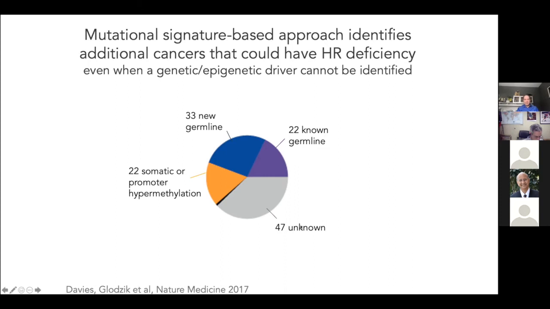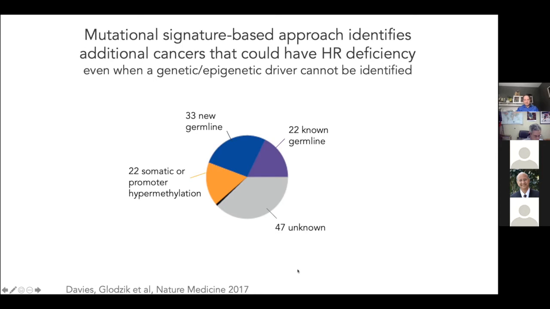But that's kind of important, right? Because if you're going to use mutational signatures to try to stratify your cases, this is going to be a cohort of patients that you're going to miss if you just did targeted sequencing. So some people will say, don't do whole genome sequencing, it's too expensive, just sequence the genes, but you're going to miss this one third of cases.